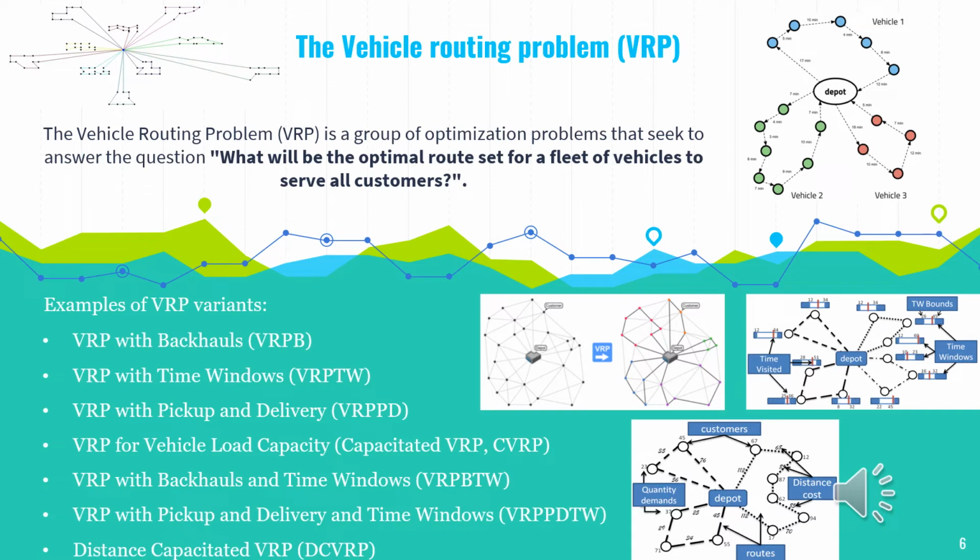Examples of VRP variants are VRP with backhauls, VRP with time windows, with pickup and delivery, VRP for vehicle load capacity, VRP with backhauls and time windows, with pickup and delivery and time windows, and also distance-capacitated VRP.